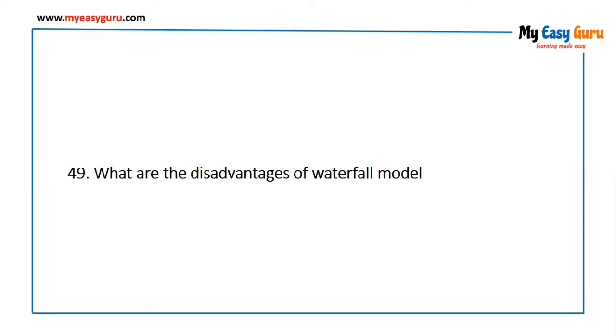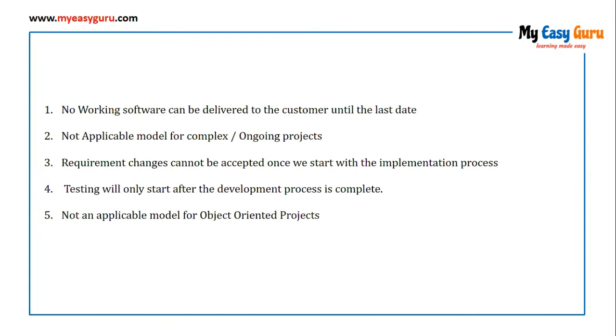What are the disadvantages of the waterfall model? The first disadvantage is no working software can be delivered to the customer until the last date. Next, it is not an applicable model for complex or ongoing projects. The third disadvantage is requirement changes cannot be accepted once we start the implementation process. The next one, testing will only start after the development process is complete. And the last one is it is not an applicable model for object-oriented projects. So these were the disadvantages of the waterfall model.